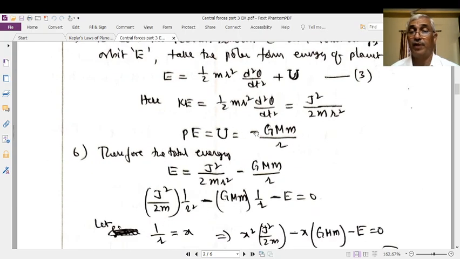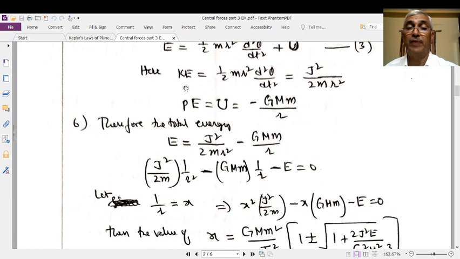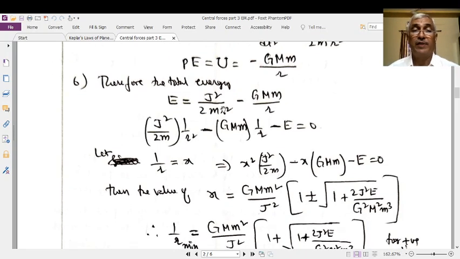Very important: potential energy is negative, and the total energy is also negative, because the potential energy is more than the kinetic energy. Therefore, total energy is kinetic energy minus potential energy, which means you will get more negative values, and E is also more negative. Whatever it might be, E is also displaced in the other direction.